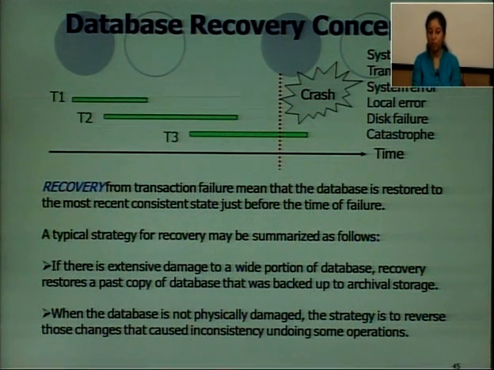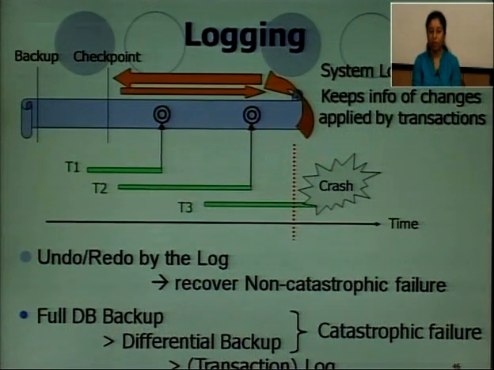When the database is not physically damaged, the strategy is to reverse those changes that caused inconsistency, and redo some operations. This is logging. We have two things: backup and checkpoints. The system log keeps information on changes applied by transactions. When a transaction crashes, we undo and redo using the log. For non-catastrophic failure, and for catastrophic failure, we use a full database backup and a differential backup. This slide shows the logging.